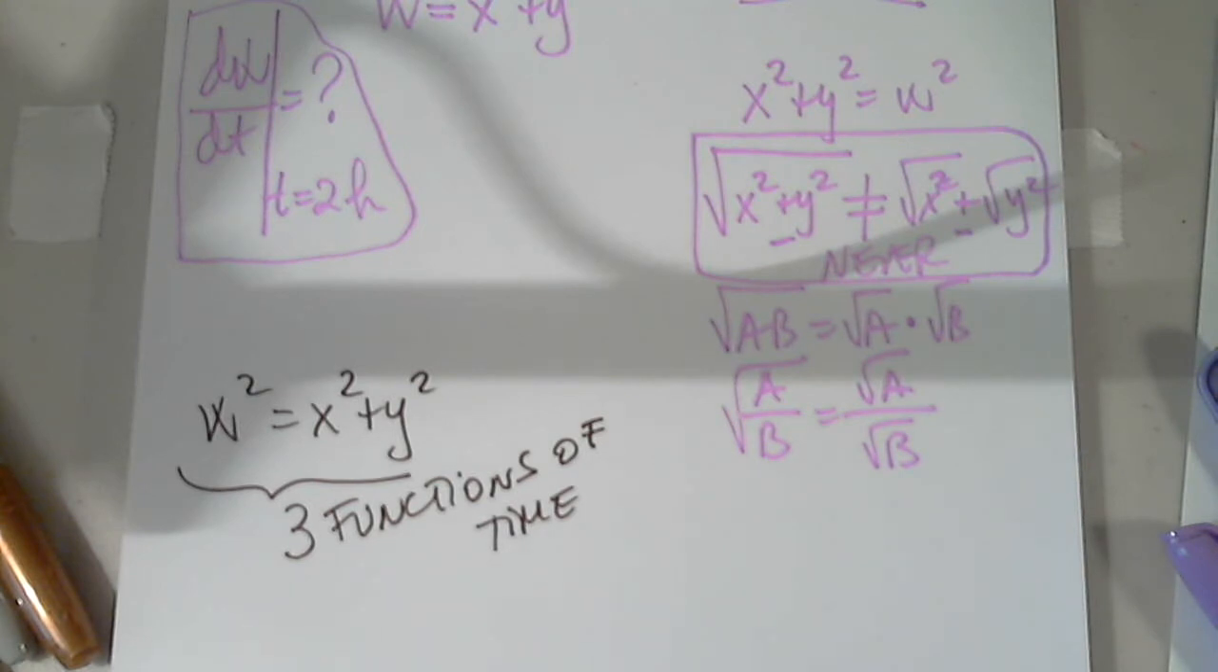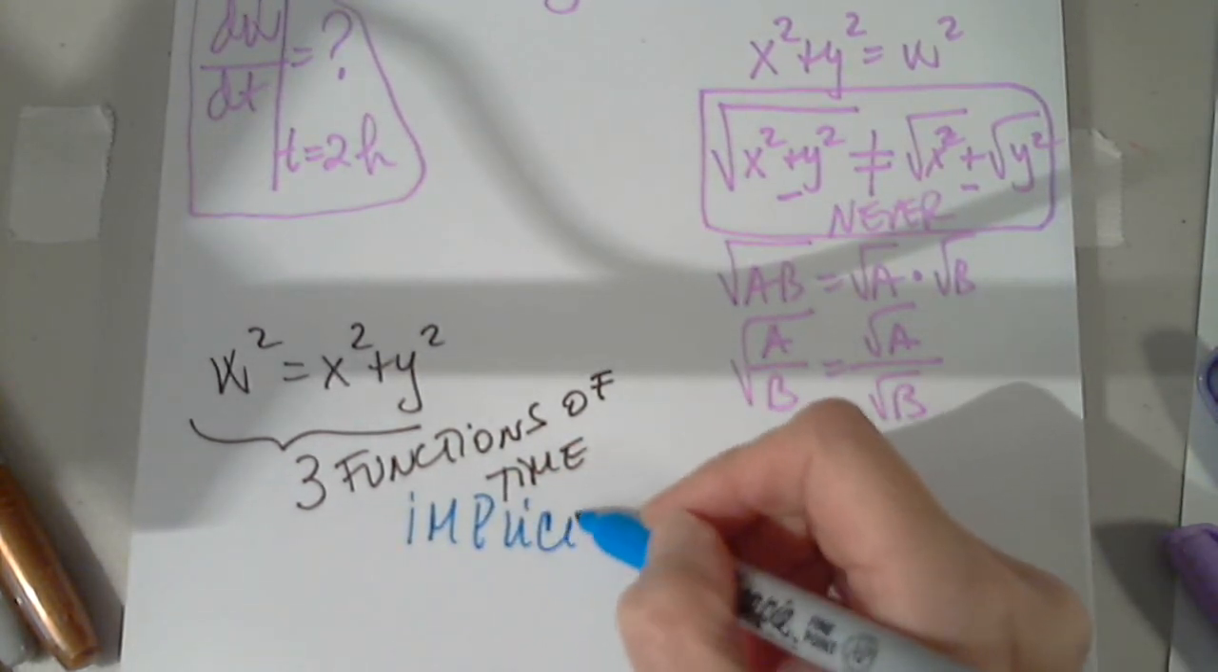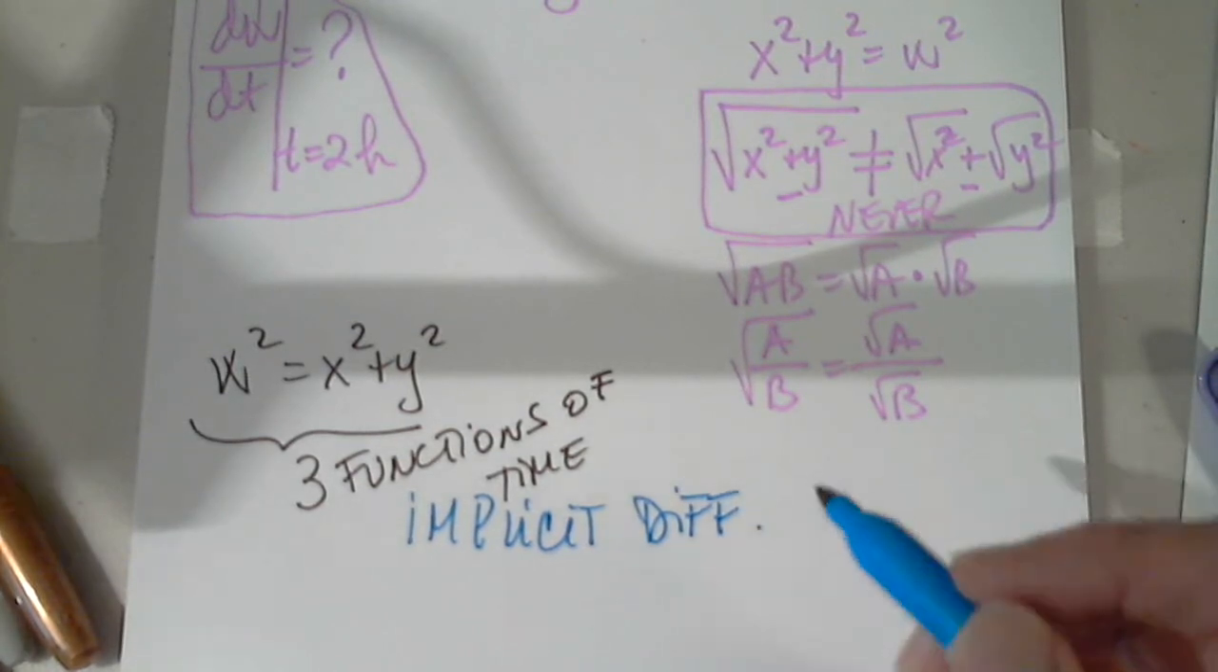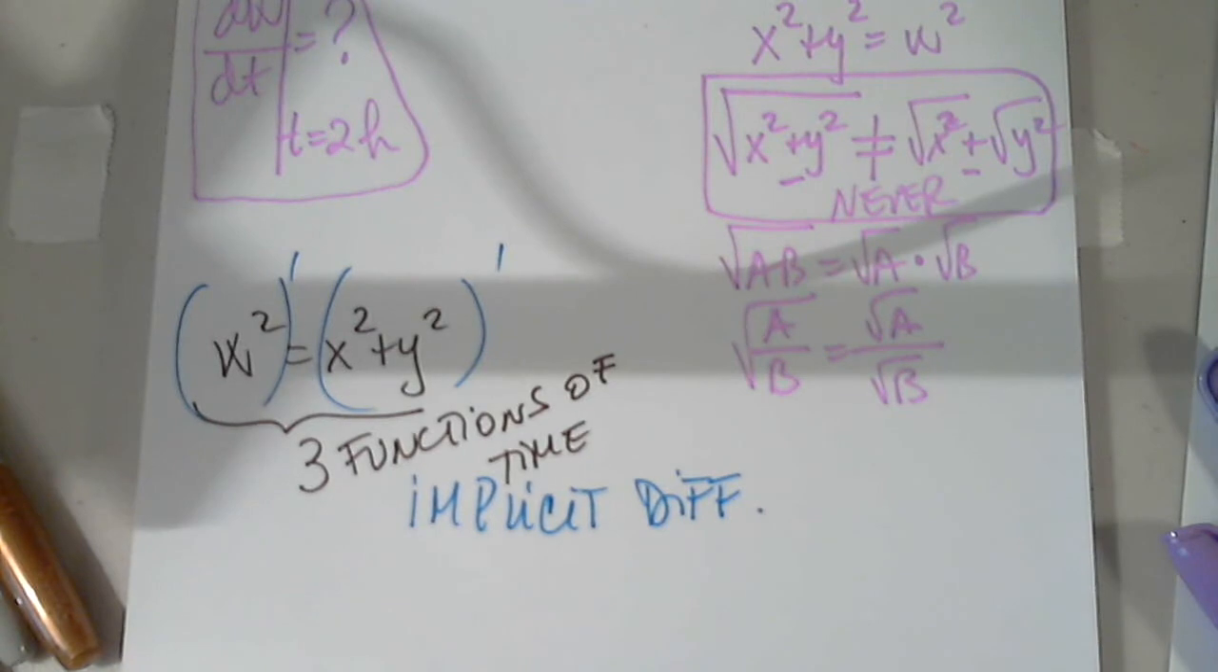It's a procedure that we need to apply to both sides. And what do I get? And how do I apply it, and what is it called? Anyone? It's called implicit differentiation. And I will differentiate the left-hand side, I will differentiate the right-hand side with respect to time.